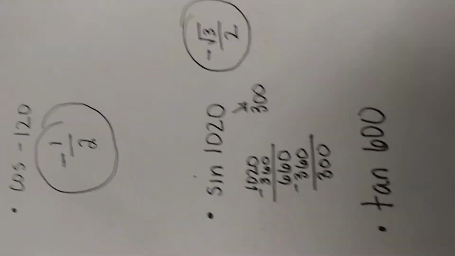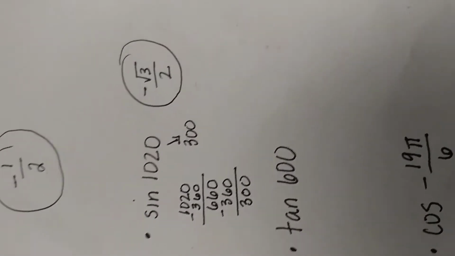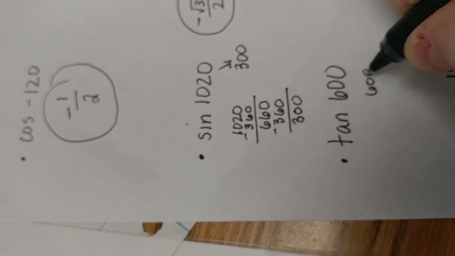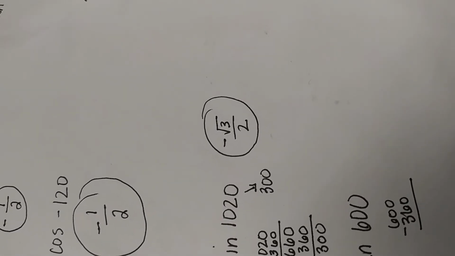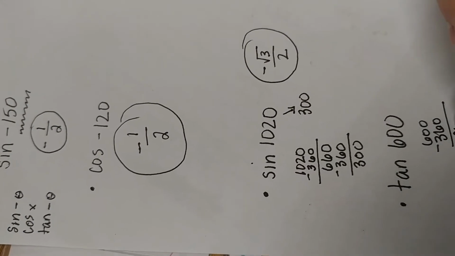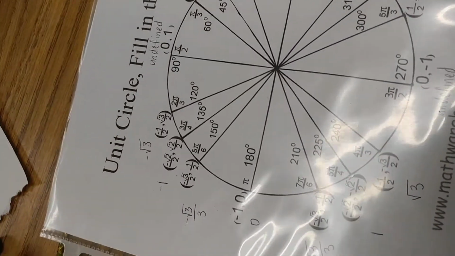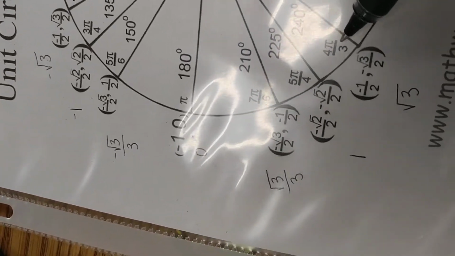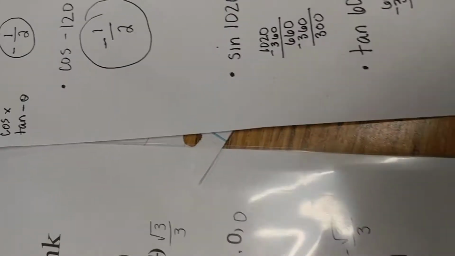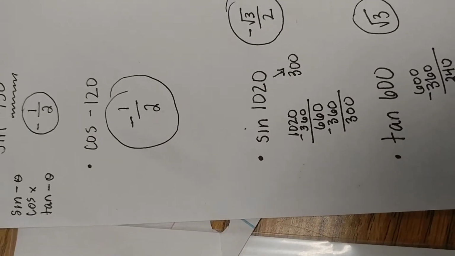So you're going to do the same thing with this one. Tangent of 600. 600 is clearly not on the unit circle, so we're going to take a circle away. And now a circle in degrees is 360. That gives us 240. Now we'll look real quick. 240 is on the unit circle. Tangent is the one that's found on the outside, and that's square root of 3. Square root of 3 is your answer for this one.